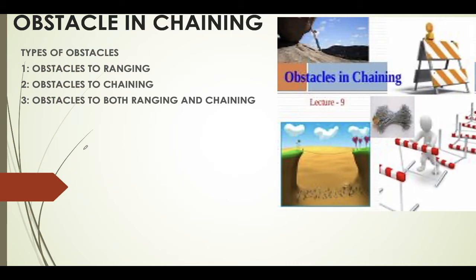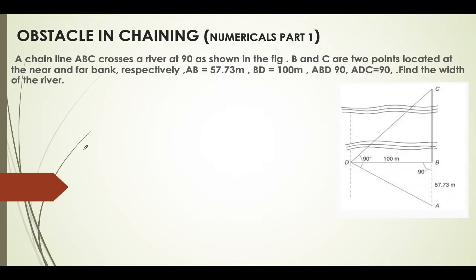In the previous lecture, we discussed the obstacle in chaining and how it is carried out in different cases. So in this lecture, we'll solve numerical problems on obstacles in chaining. The first one is a chain line ABC that crosses a river at 90 degrees as shown in the figure. B and C are the two points located at the near and far bank respectively.